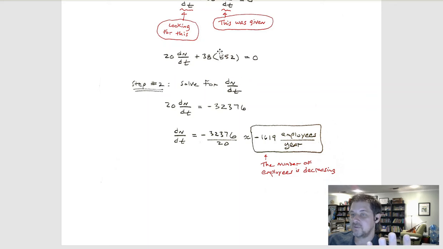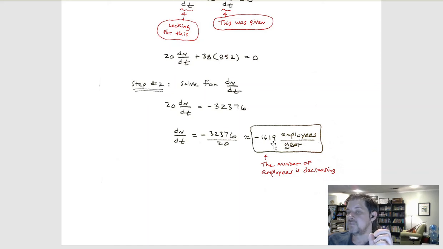Okay. All right. So let's see. I take 38 times 852. Take that number, I can move it over here. Is this negative? And then I can divide by 20 like this, and that will solve for dN over dt, and I get about negative 1,619.